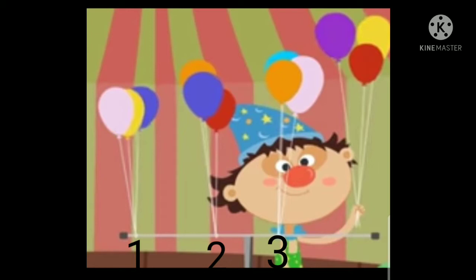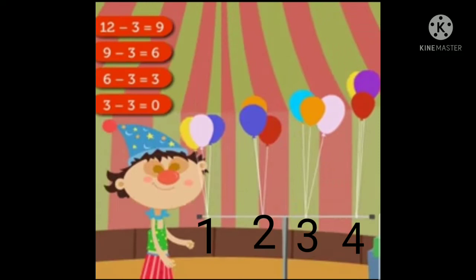Similarly, in the same way, he keeps again in the fourth group the remaining 3. So, no balloon is left with him. That means he has 0 balloons.